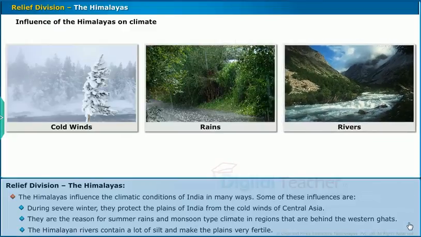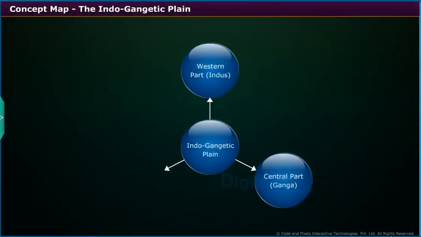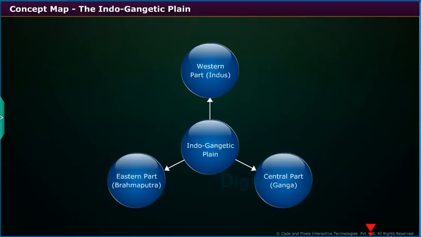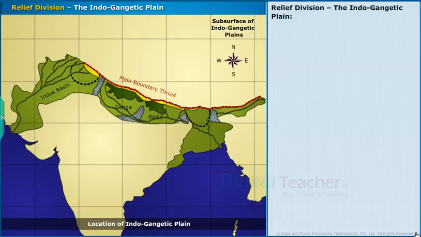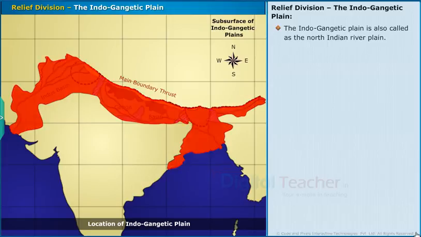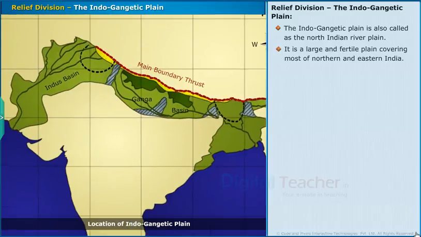Let us do an activity of mapping the ranges of India. Let us now look at the concept map of the Indo-Gangetic Plain. Let us discuss another important relief feature of India, that is the Indo-Gangetic Plain. The Indo-Gangetic Plains are also called the North Indian River Plain. It is a large and fertile plain covering most of northern and eastern India.